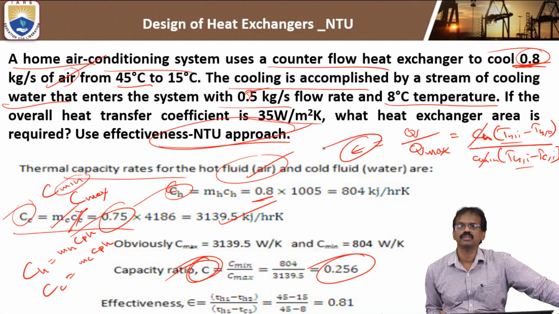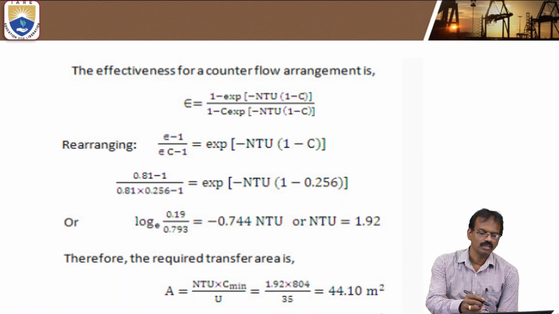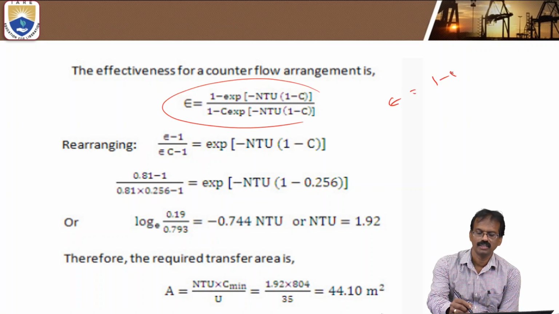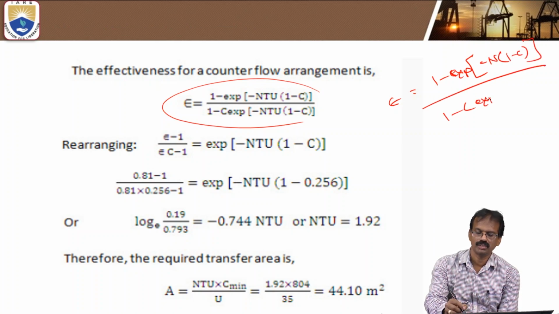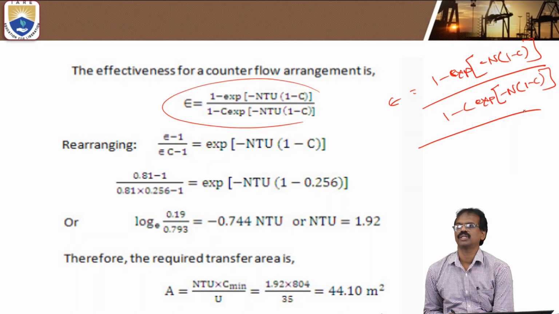Okay, all the temperatures are given. Then if you substitute these values, you can find out the effectiveness. Otherwise you can find out the effectiveness by using this formula also: 1 minus exponential of minus NTU into 1 minus C, by 1 minus C into exponential of minus NTU into 1 minus C. Okay, so this is the formula for counterflow heat exchanger.